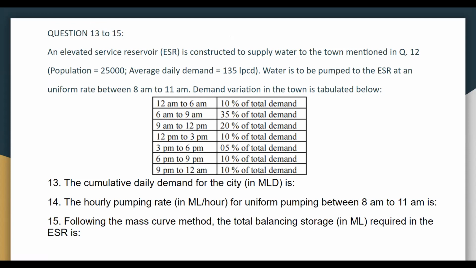Okay, can you try finding the 14th one also? Here we got the million liters per day. So what is the million liters per hour?